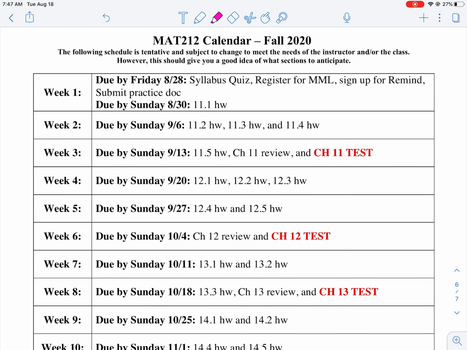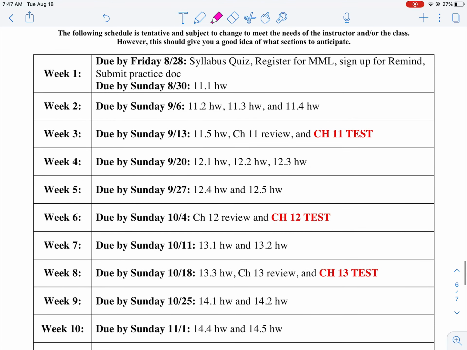Make sure that you also get into Canvas and you play around so you can see where everything is at, including our calendar. You'll see it right here. It has all of the due dates, so you can see the week 1. Our assignments are due by Friday, and then we actually have our first section, 11.1 homework, is already due by Sunday of week 1. Now, 11.1 has a lot of information in it. It's going to take you a lot of time to get through all of the notes and all the examples. It has a lot of information in that section. So please make sure that you start that section early so that you can get completed with all of the notes and the homework by Sunday of week 1.